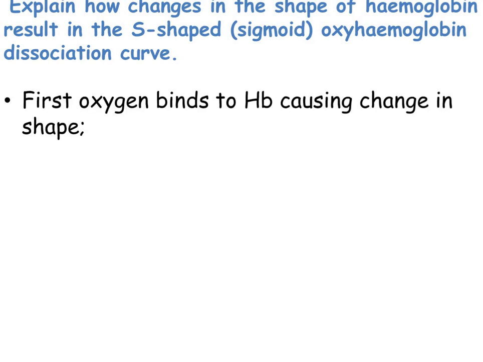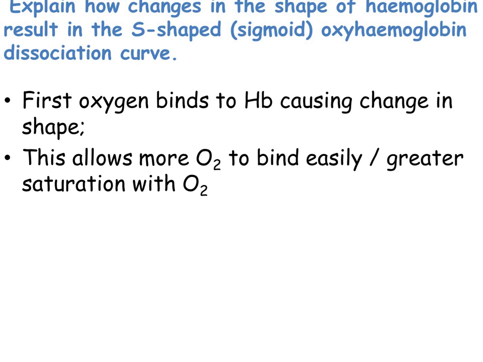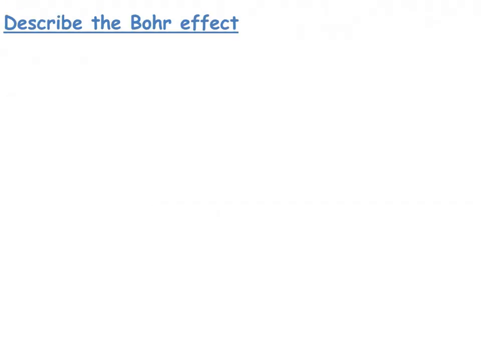Next one, explain how changes in the shape of haemoglobin result in the S-shaped or sigmoid oxyhaemoglobin dissociation curve. So the first oxygen binds to the haemoglobin, causing a change in the shape. This allows more oxygen to bind easily or greater saturation with oxygen. This is called cooperative binding.